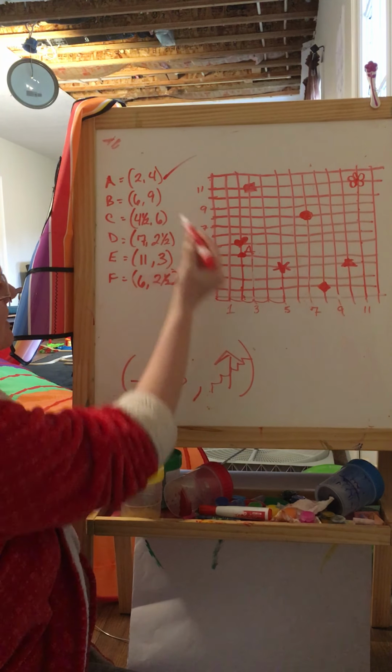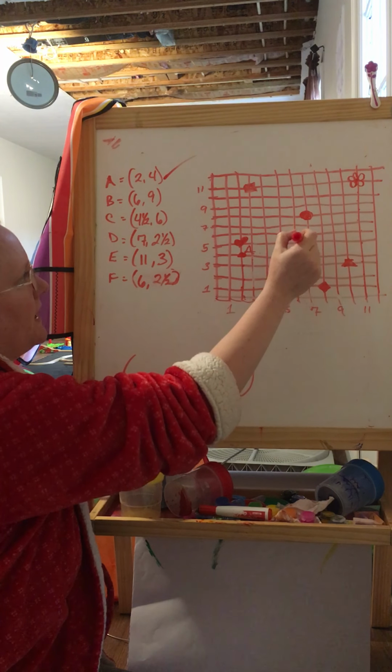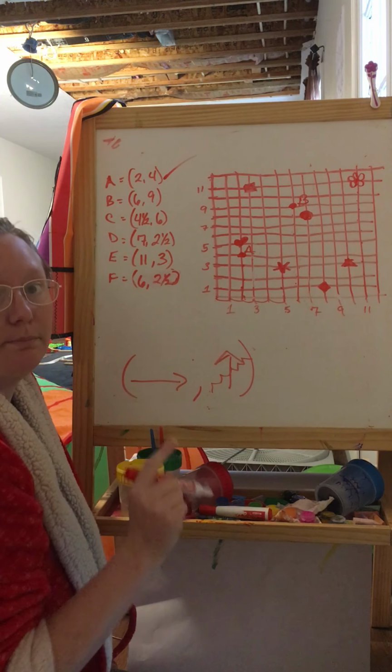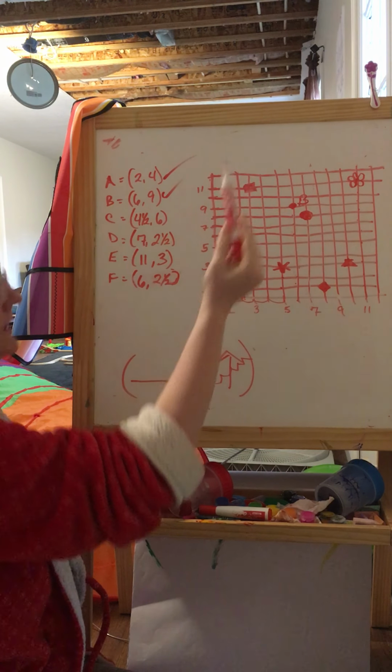I did that one. So then I'm going to go over 6, up 9. 1, 2, 3, 4, 5, 6, 7, 8, 9. Put a dot, label it B. Done. Over 6, up 9.